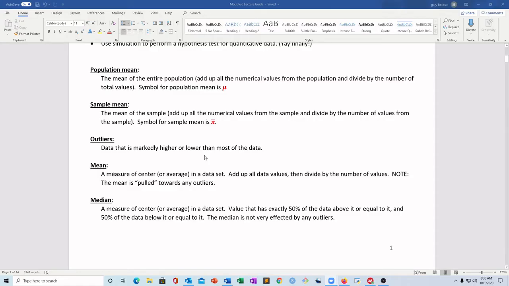Okay, so let's look at some of the terms then. So we know the population mean and the sample mean. We've done this before. Mu, x bar. Nothing new. The first new thing is the outliers. And so you're going to read this definition and maybe not feel great. It just says data that is markedly higher or lower than most of the data.